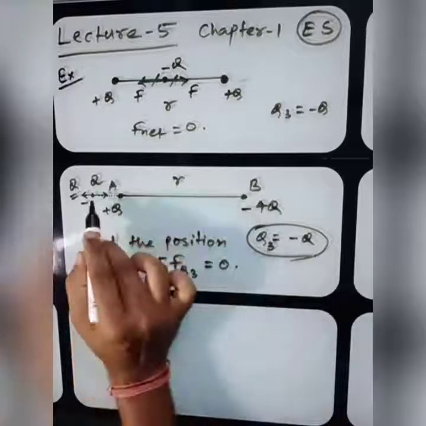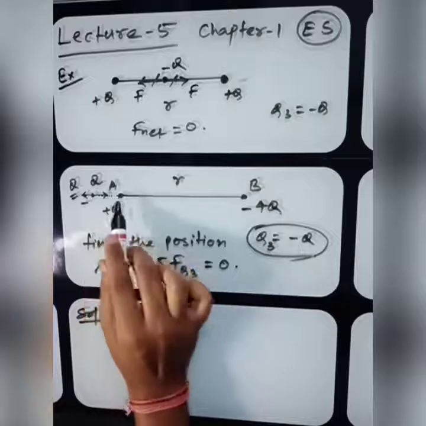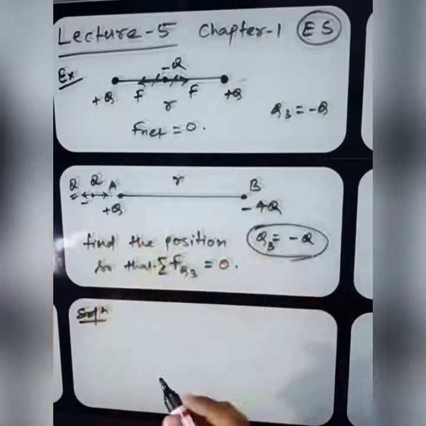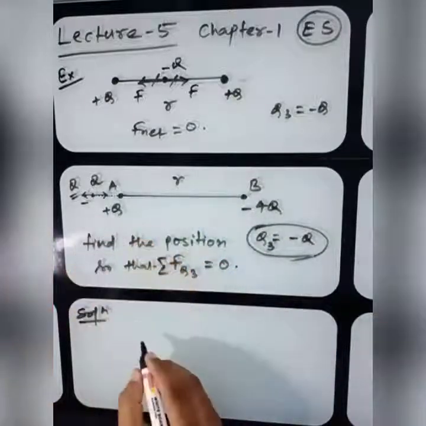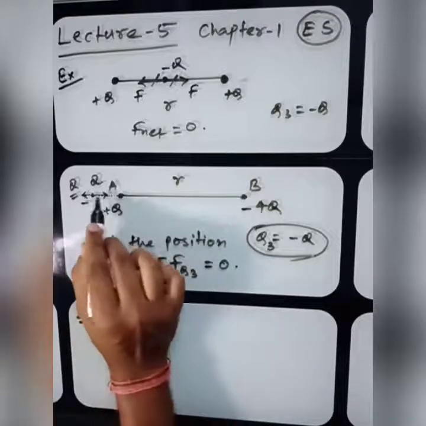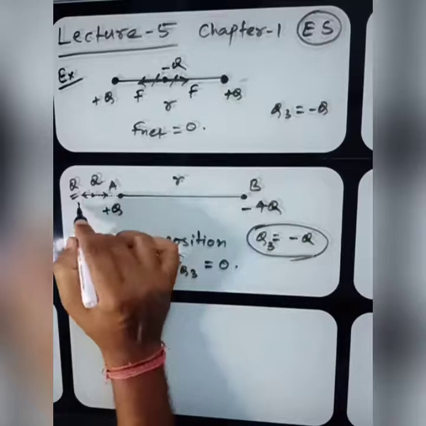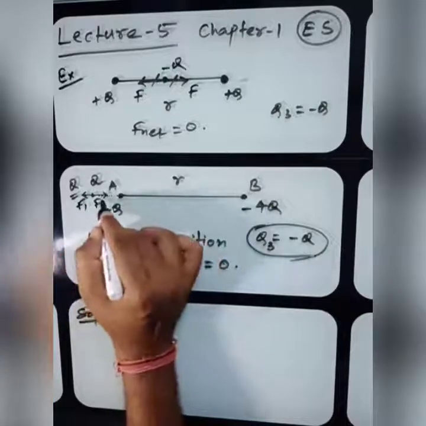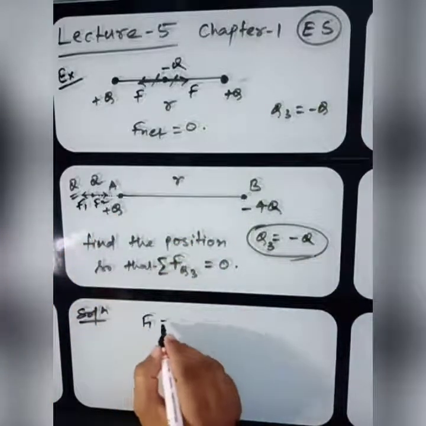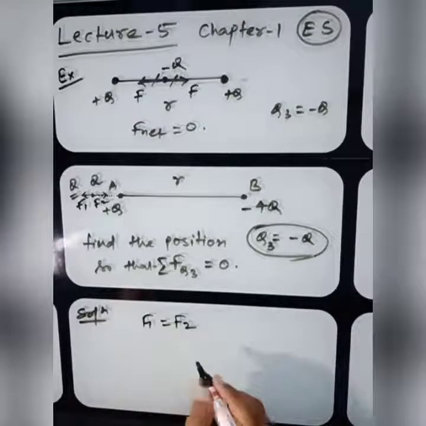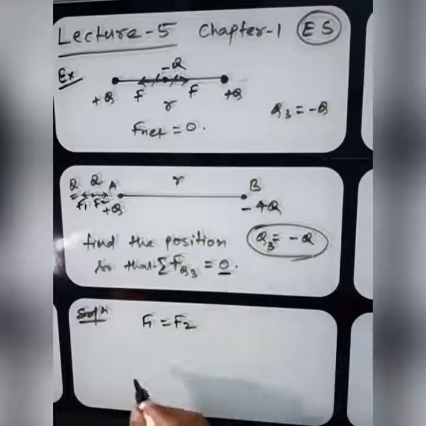Now we are having the third charge over here. This is q, this is minus 4q. Now we are finding the force. Of course these two will be equal. If it is F1 and F2, then F1 should be equal to F2, so that we'll have the net force. How much? It is 0.